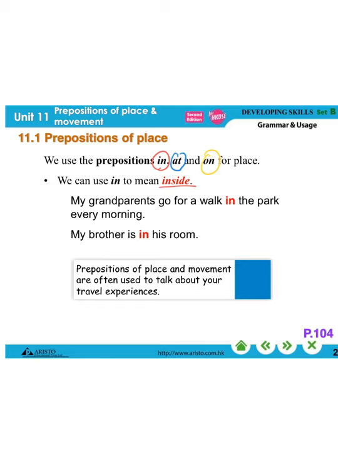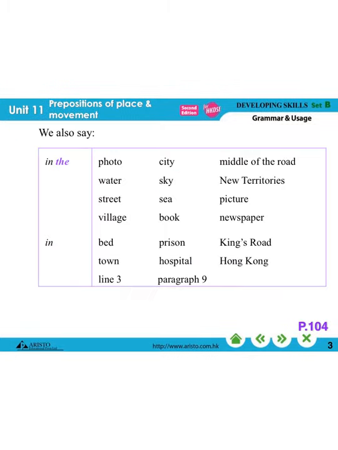So where is my brother? My brother is in his room. Means my brother is inside his room. Okay? So we also use in with these words. Just like in the photo, in the city, in the water, in the sky, in the New Territories.